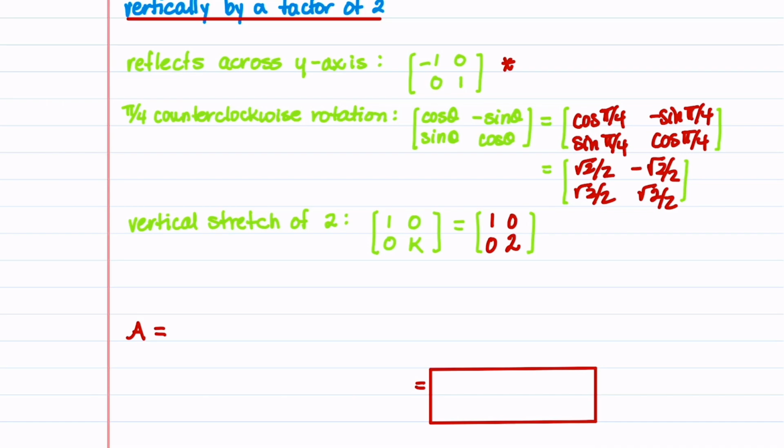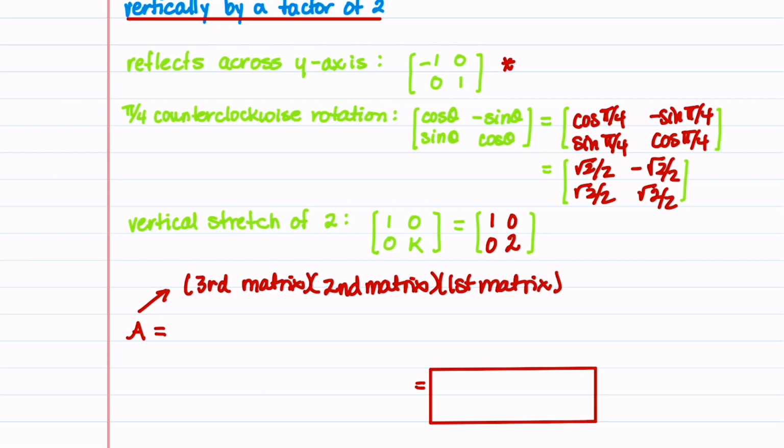Our A is going to be equal to our third matrix times our second matrix times our first matrix.